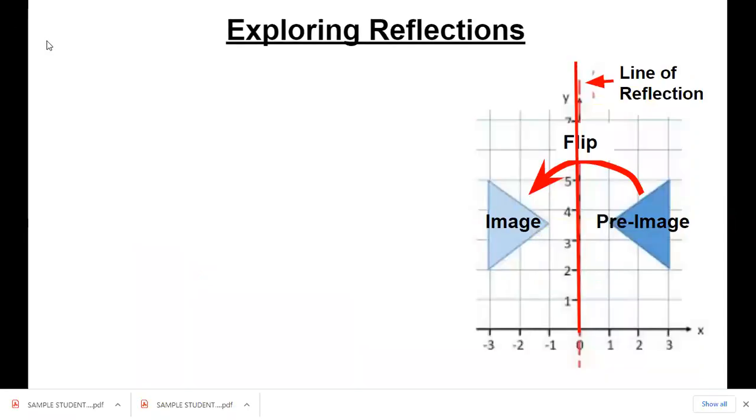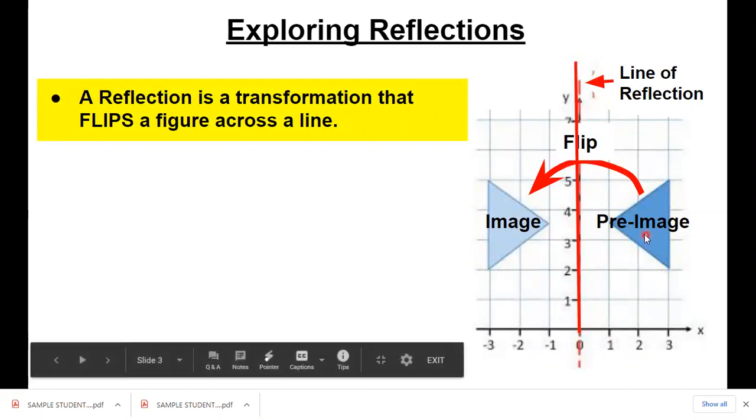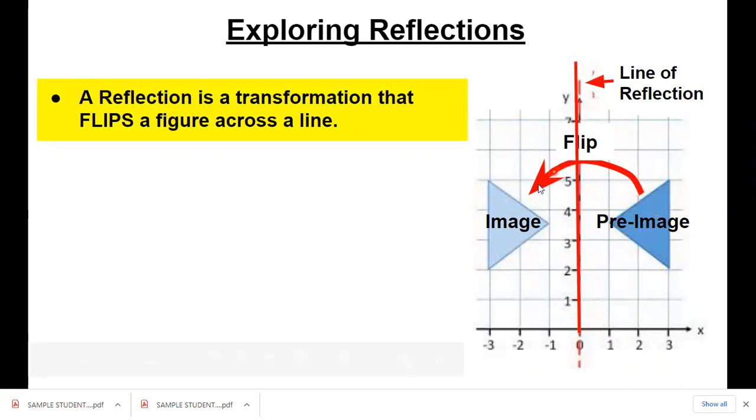So here is a picture of a reflection. The preimage is on the right and the image is on the left. Get my little spotlight here. A reflection is a transformation that flips a figure across a line. So here is a line. This is the preimage, and we're flipping it over to the other side.